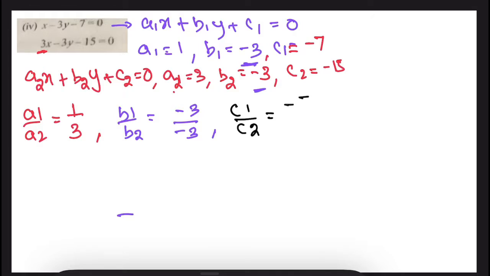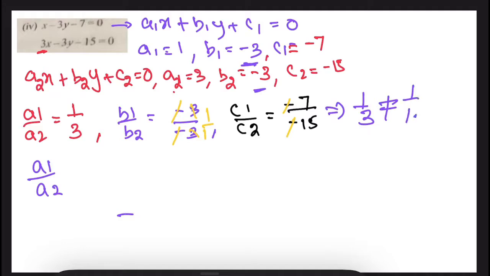What is that? Minus 7 upon minus 15. Now, let us see what A1 upon A2 is. So, now here you see this minus cancels, 3 ones are 1 upon 1. Then here the minus gets cancelled. So, now what? A1 upon A2, that implies what? 1 upon 3 is not equal to 1 upon 1. That means A1 upon A2 is not equal to B1 upon B2.